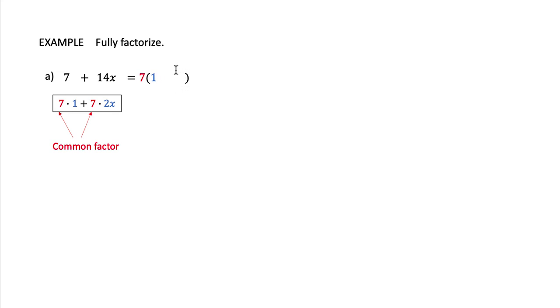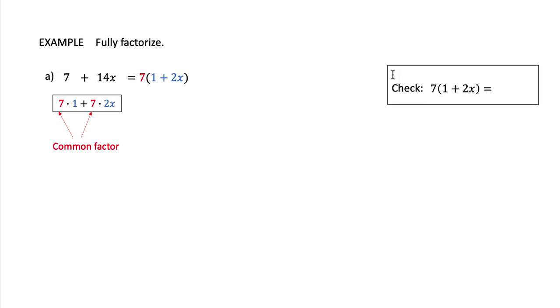Then for the second place in the brackets, you'd think, what do you need to multiply 7 by in order to get 14x? Well, 2 times 7 is 14, and then you would need the x in there, so 2x times 7 is 14x. So then write 2x. And that's it. Now we've expressed this as a product. And you can check your factorizations by opening the brackets. So 7 times 1 makes 7, and 7 times 2x makes 14x. And this matches the expression that we started with, so you've done everything right.